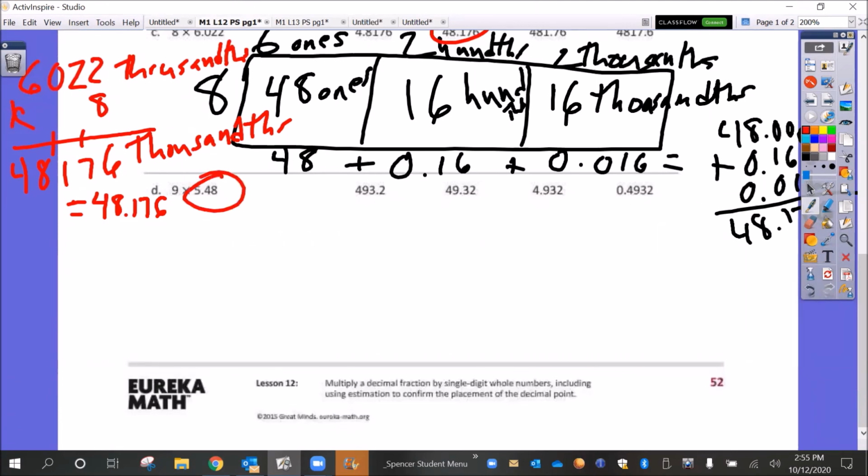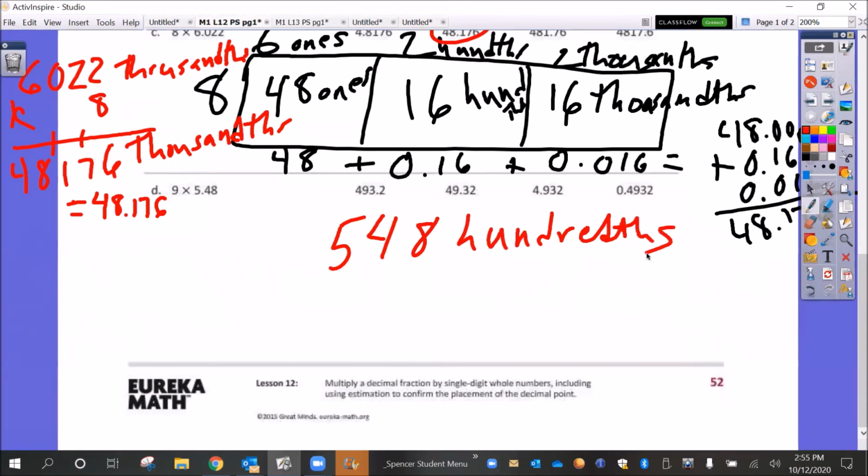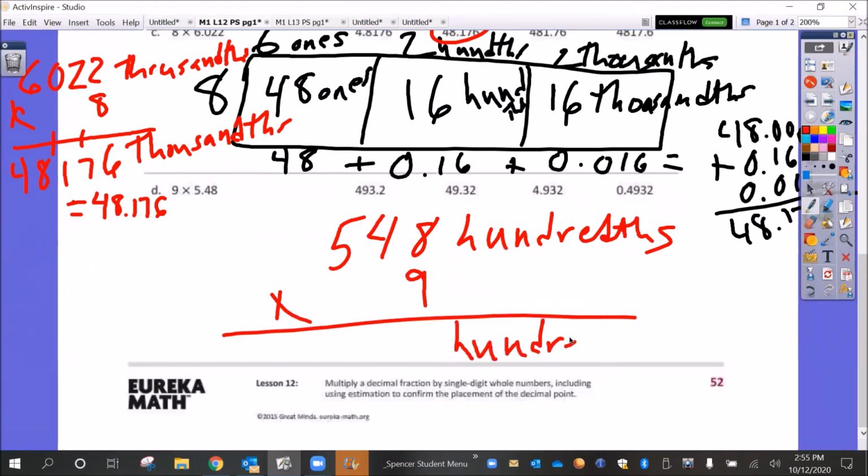So I'm going to convert 5 and 48 hundredths all the way to hundredths. So 548 hundredths. And we're going to multiply that by 9. I'm going to keep the same unit. I already know hundredths has 2 decimals or 2 places after the decimal. So I know where I'm going to be placing my decimal. So 9 times, and then looking at the answers they gave me, it has to be this one, right? It's the only one with 2 decimals after it.